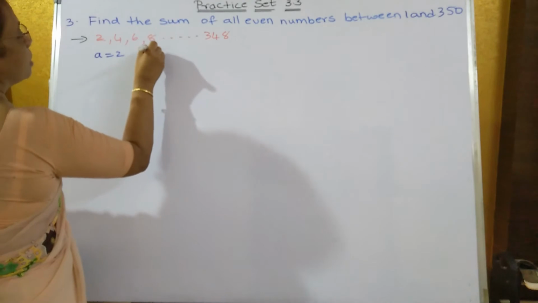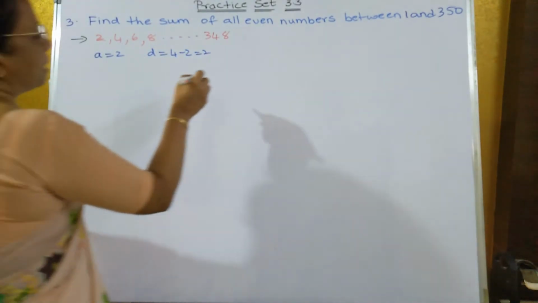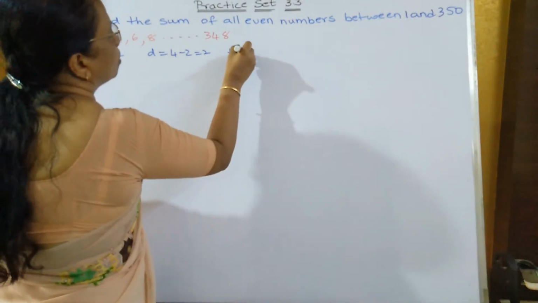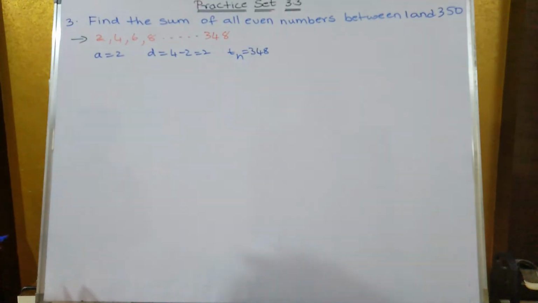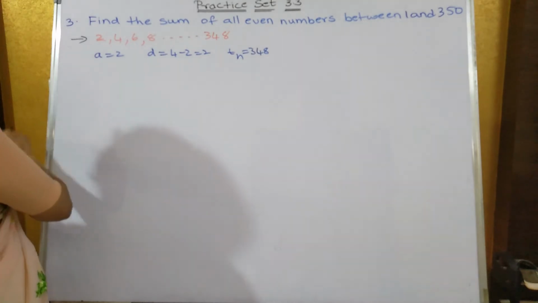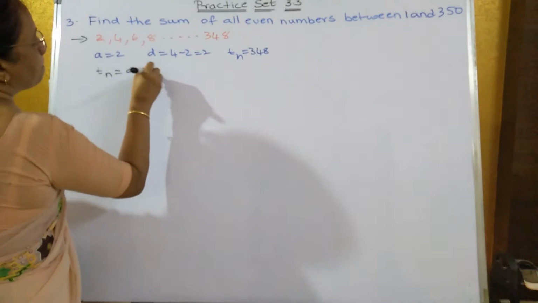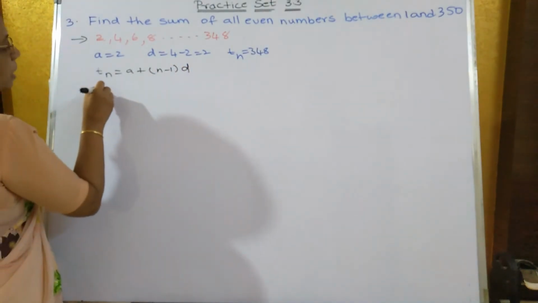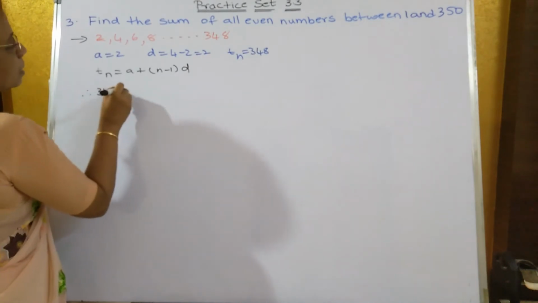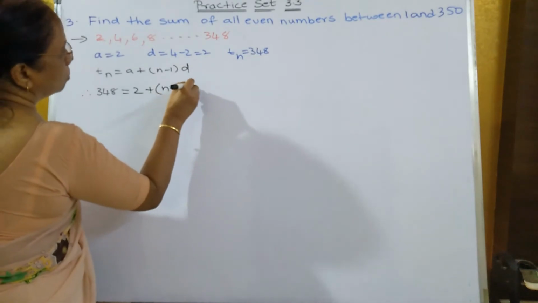What is d equal to? 4 minus 2, that's equal to 2. And the last term Tn is equal to 348. So we know the last term. Now first we have to find n, because n is not given. So Tn is equal to a plus (n minus 1) into d. So Tn is equal to 348, that's equal to 2 plus (n minus 1) into 2.